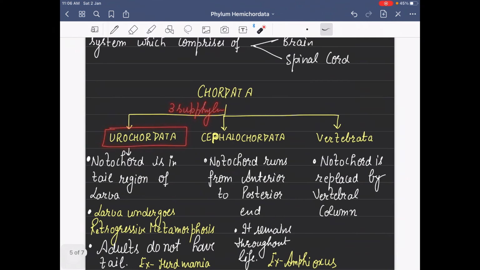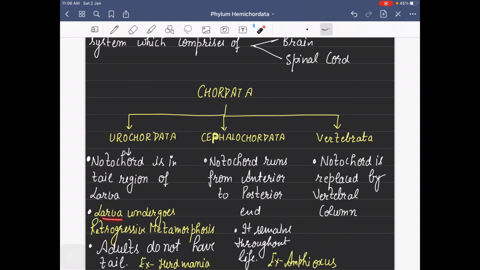Urochordata, Cephalochordata, and Vertebrata. These are 3 subphylums of Chordata. Urochordata is where notochord is present in the tail region of the larva. It means the tail is present in the larval stage, and in the tail area the notochord will be present.